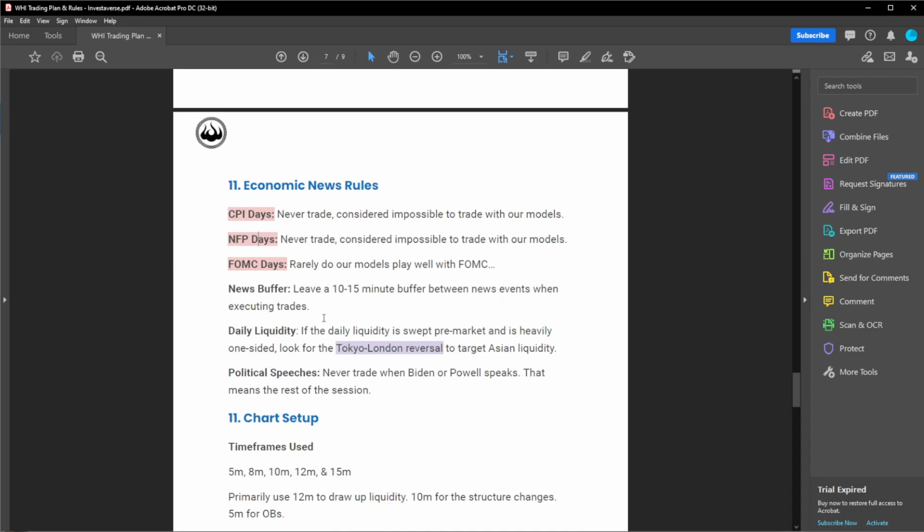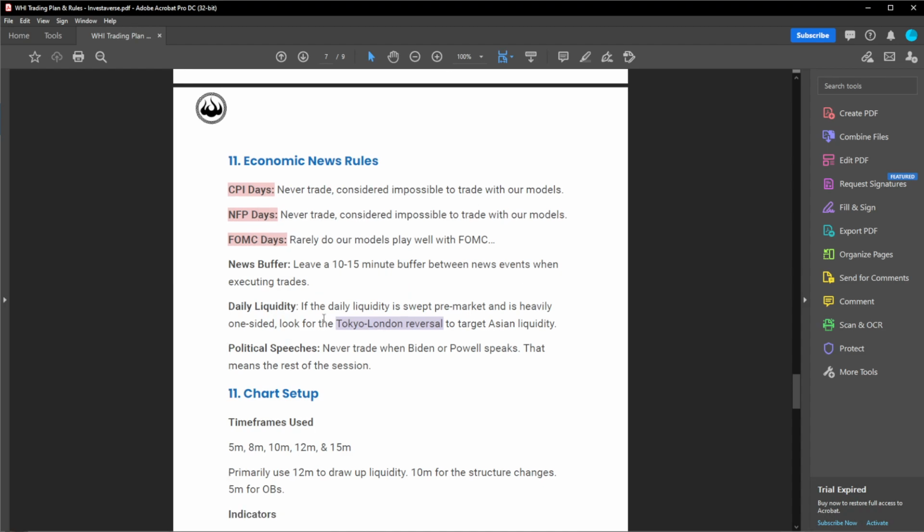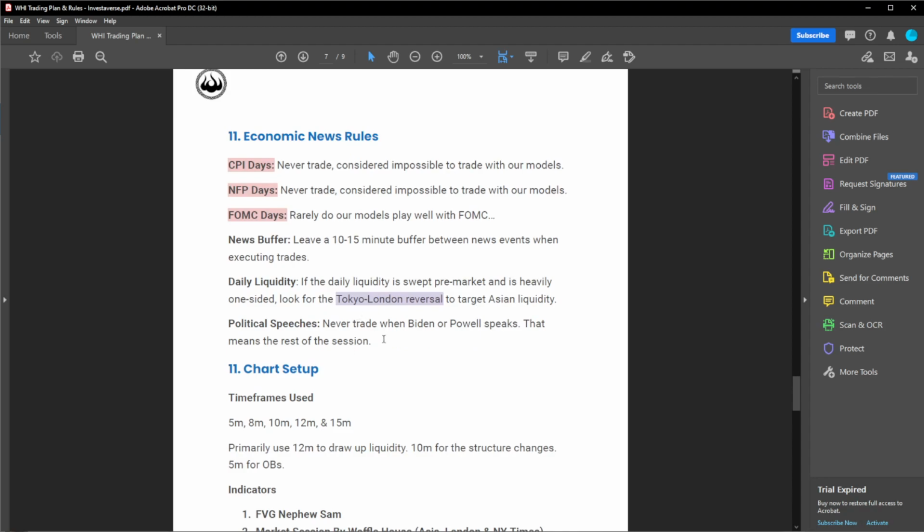Even if there's an opportunity presenting itself, my entry either has to occur before the news buffer or after the news buffer. If not, it's completely invalid. I'm not taking it. Daily liquidity. If the daily liquidity is swept pre-market and is heavily one-sided, look for the Tokyo London reversal towards the Asian liquidity. This happens a lot.